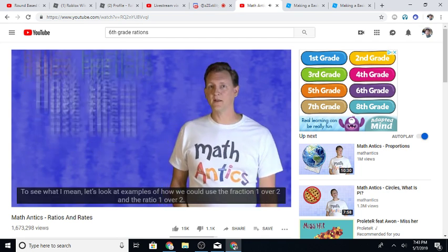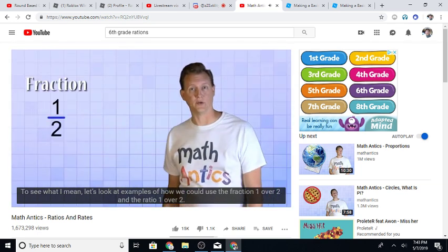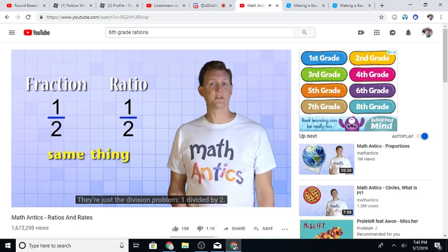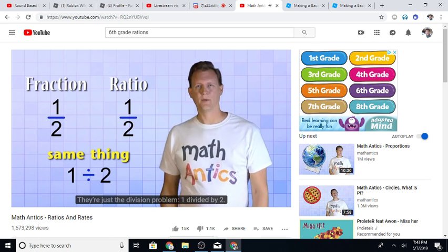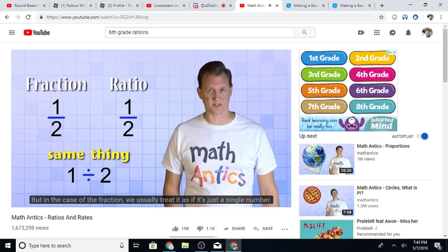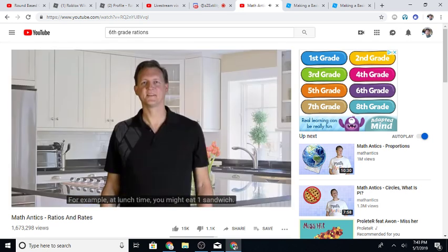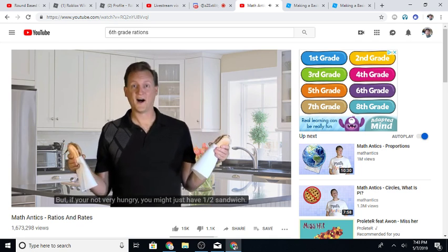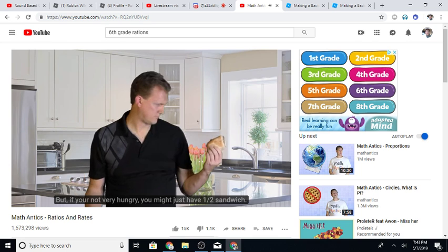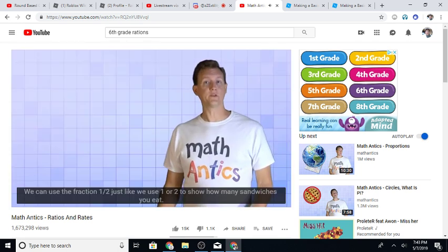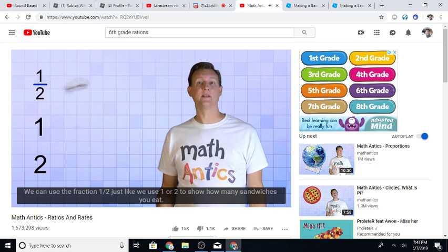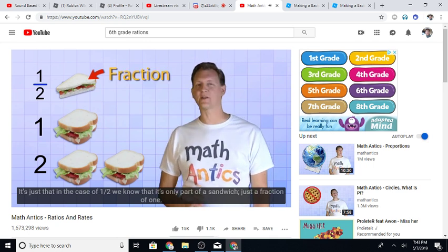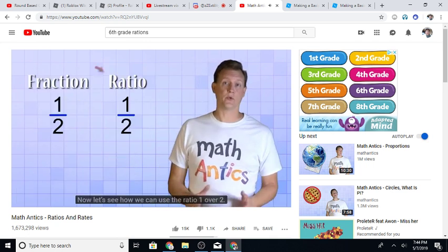To see what I mean, let's look at examples of how we could use the fraction 1 over 2 and the ratio 1 over 2. Mathematically, these are both the same thing. They're just the division problem 1 divided by 2. But in the case of the fraction, we usually treat it as if it's just a single number. For example, at lunchtime, you might eat 1 sandwich, or if you're really hungry, you might eat 2 sandwiches. But if you're not very hungry, you might just have half a sandwich. We can use the fraction 1/2, just like we use 1 or 2 to show how many sandwiches you eat. It's just that in the case of 1/2, we know that it's only part of a sandwich, just a fraction of one.